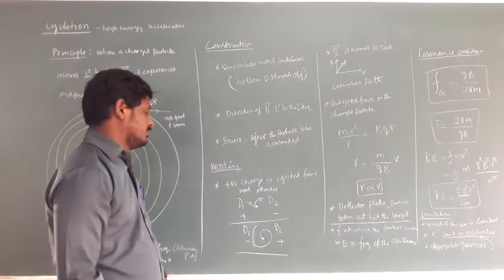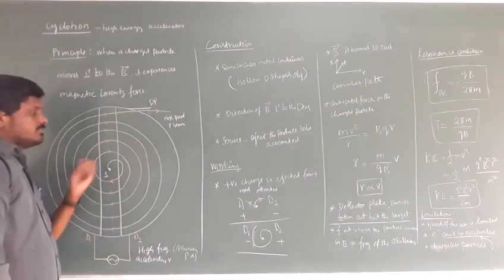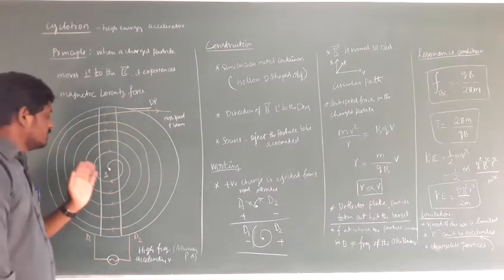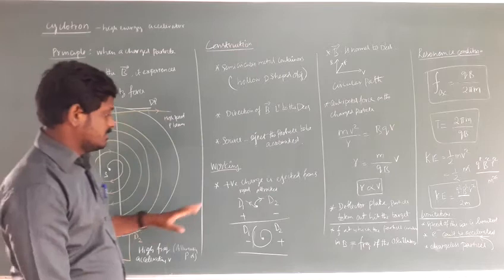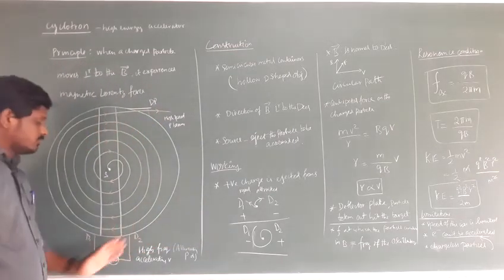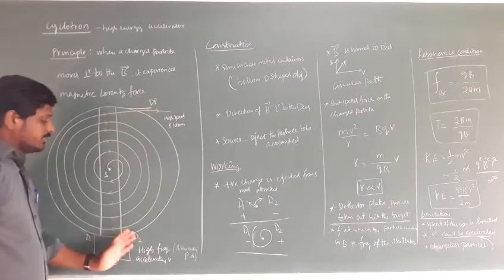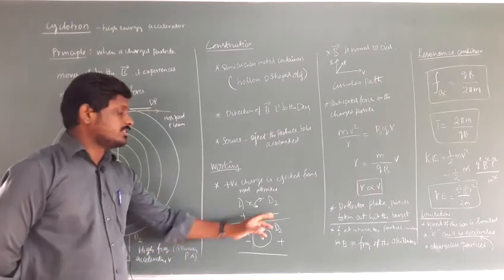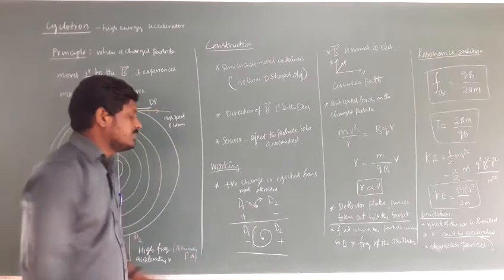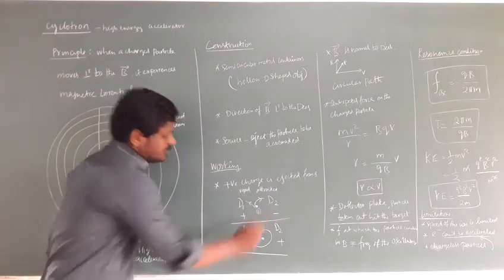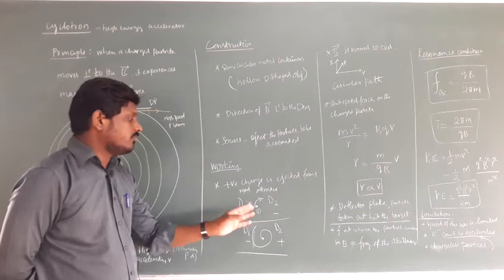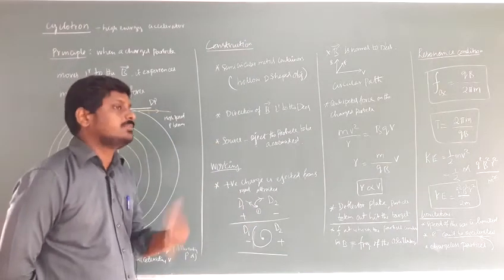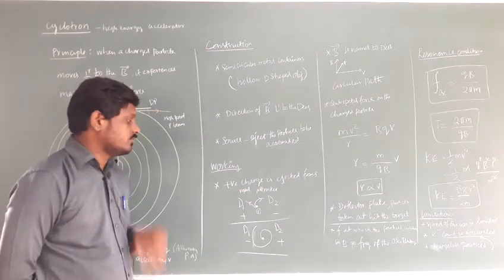Then how does it work? We introduce a positive charge at the source S, and it is ejected from the source. Now just see this, D1 and D2. If D1 is positive, then D2 should be negative, and they alternate. So D1 is positive, D2 is negative. The charge of the particle is positive. If a charge moves in a magnetic field, it experiences a magnetic Lorentz force. This is the working principle.